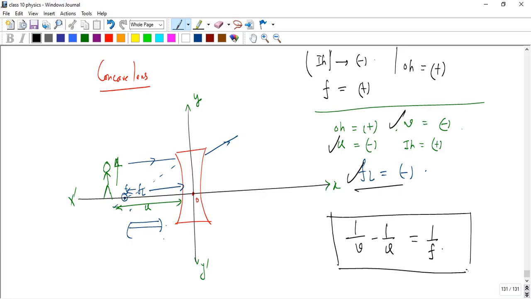Negative, and just choose the numerical value. U is always greater than V. Okay, so here we get some linear magnification. That's the lens formula. Okay, that's very important, the lens formula, and we get numericals from this formula.